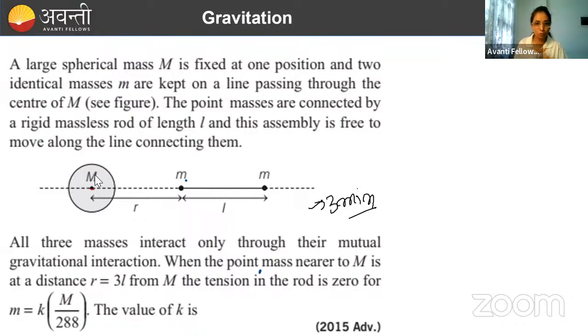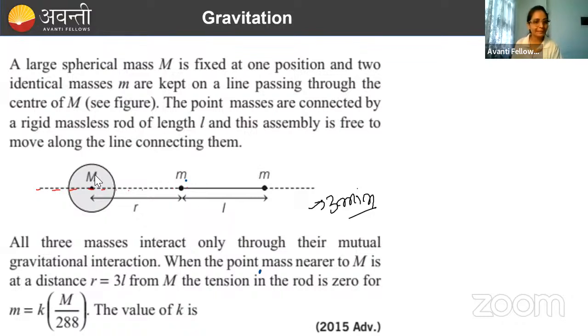And this assembly of two masses, that is, these two masses connected by the rod, is free to move along this line. Which line? Along the line passing through the center of this larger sphere, shown here with dotted lines. Well done. So yes, very good.